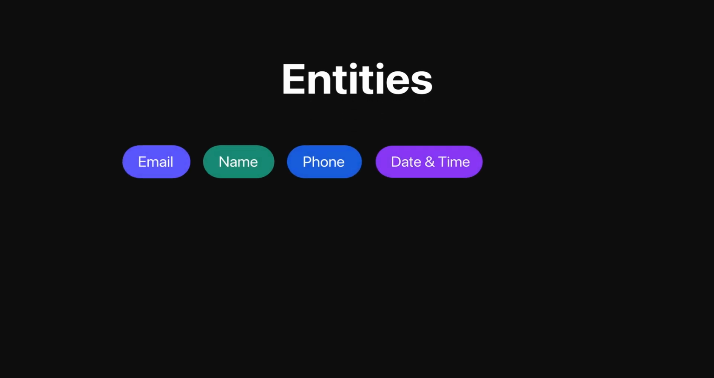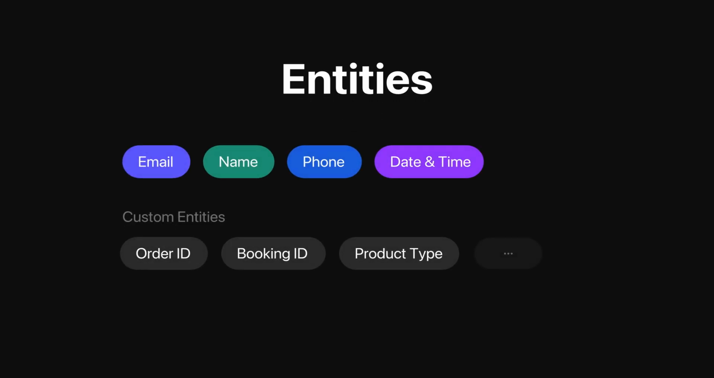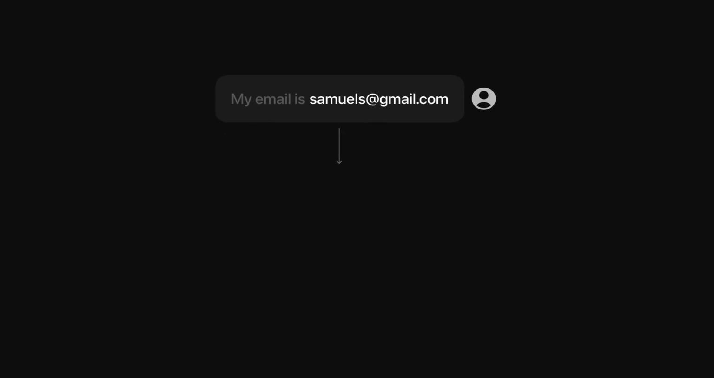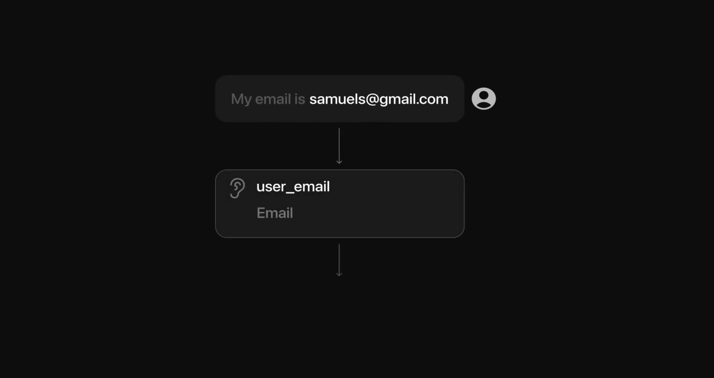Today, we're diving into entities, a smart way to extract and store useful information from user messages. Entities allow us to pull important information like emails, names, phone numbers, etc. from user text in an engaging way. For instance, if a user says, "My email is samuels@gmail.com," the information we care about is the user's email. To extract this, we can create an entity to identify and capture the email from the user's text.